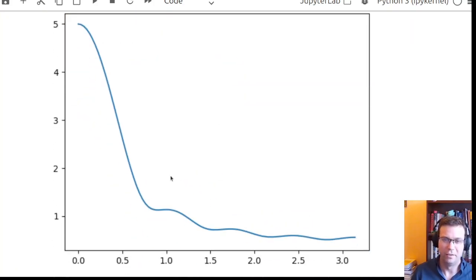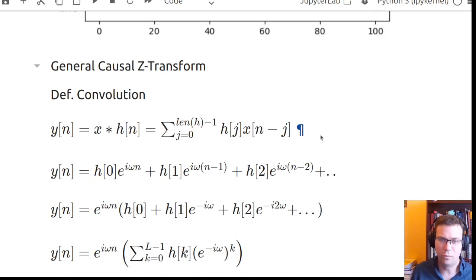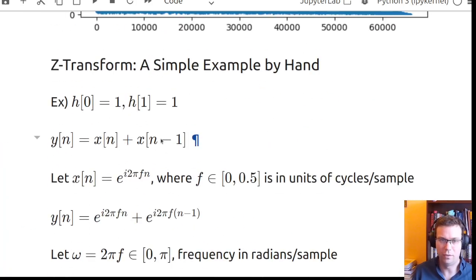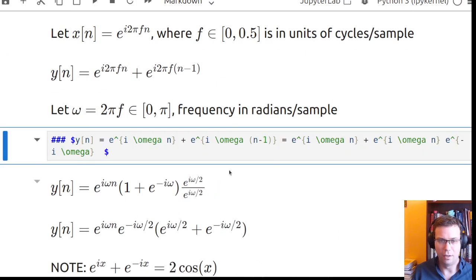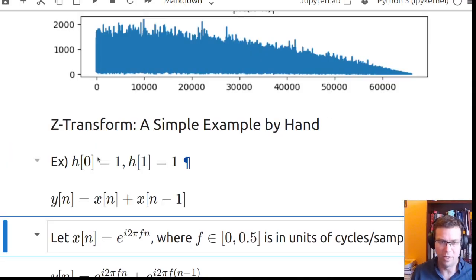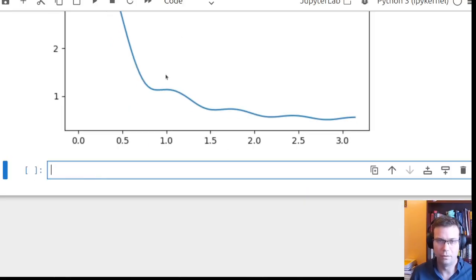But anyway, this is the general z transform that we're going to continue to study. But I actually want to do one more example analytically in this video, similar to the one up here, but instead of a low-pass filter, it's going to be a high-pass filter. In the next couple of videos, I'll do more examples analytically.